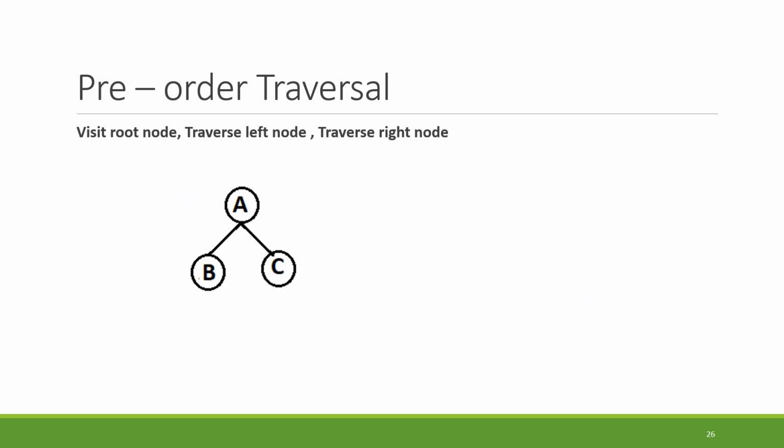In pre-order traversal, as the name says, first the root will be traversed, then the left subtree and the right subtree. So here in this example, you have a very small tree. A is the root node and it has two children, B and C. This is a binary tree. Here, if you're going to pre-order traverse this tree, then first A will be traversed, then B and then C.